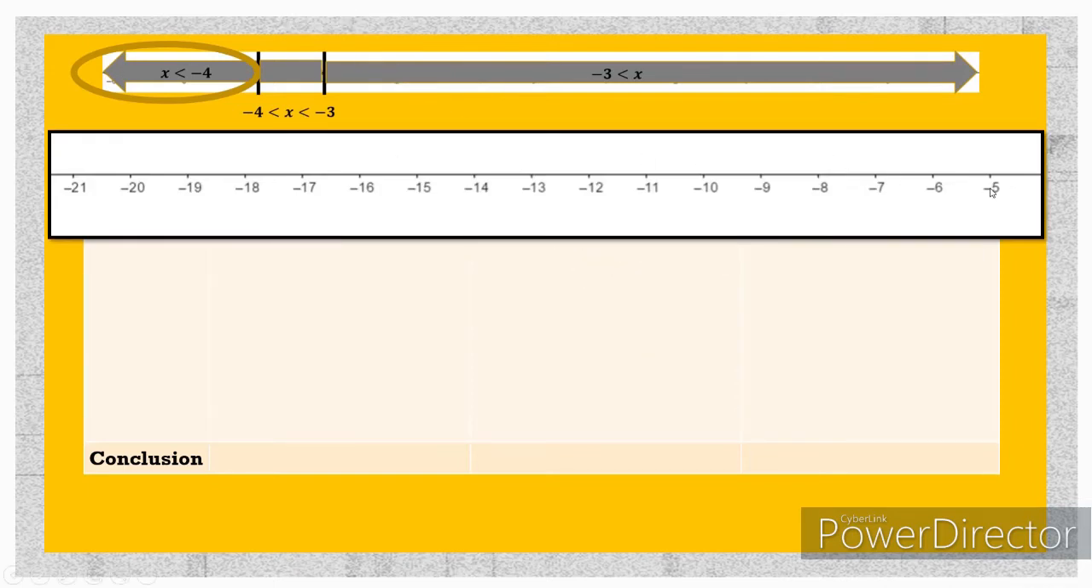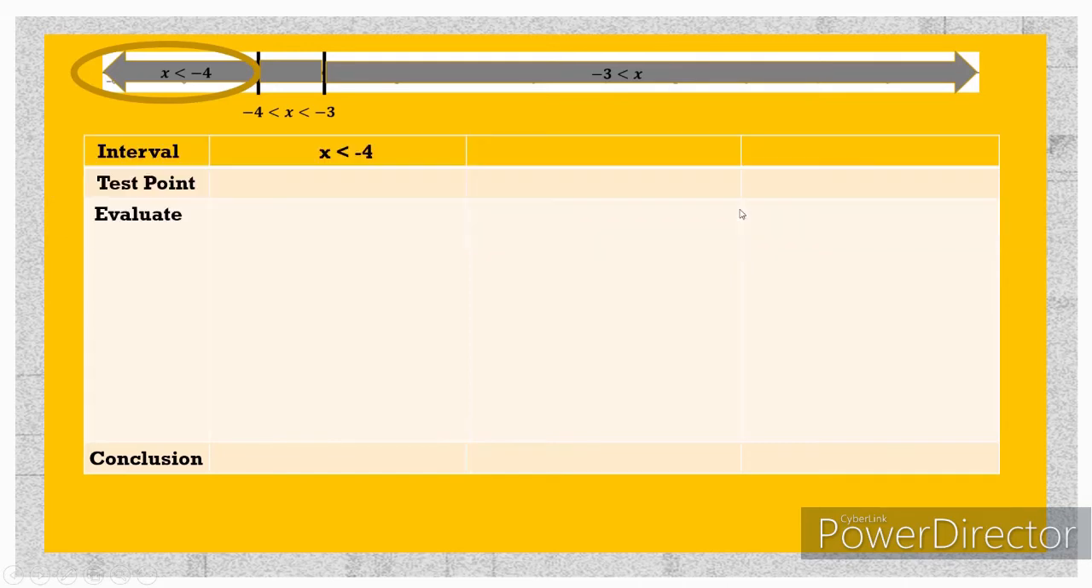So, magkakaroon tayo dito ng table for the interval, test point, evaluate, and conclusion. So for the interval, we have 3 intervals here. First, we have x is less than negative 4. So again, lahat ng numbers na mas maliit kay negative 4. So maraming pwede. Pero this time, pili lang tayo ng isa, kahit alin dyan. So let's have negative 7.